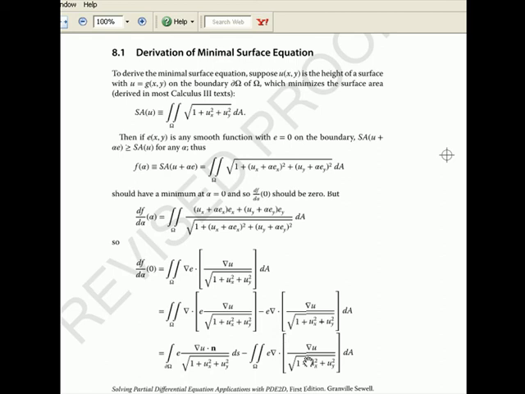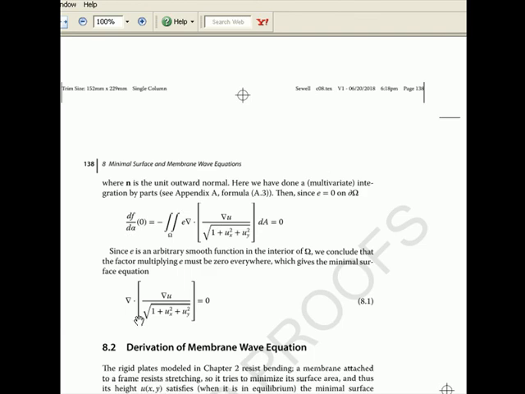So this integrand has to be 0 because e is an arbitrary function in the interior. So if this is 0 for any e, then the other integrand must be 0 everywhere. And so that's our minimal surface equation. The integral of this times e is 0 for all e, where e is arbitrary, at least in the interior of the region, so this integrand must be 0. So there's a minimal surface equation.